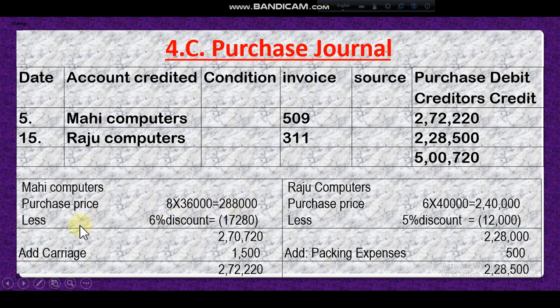Then my computer seller offers 6% discount. So we calculate 6%, 2,88,000 into 6 divided by 100. Then it is 17,280. So total price of computer 2,70,720, and I have to pay carriage expenses for this, 1,500. So total amount of purchase is 2,72,220. Now I think you understand where I got 2,72,220.